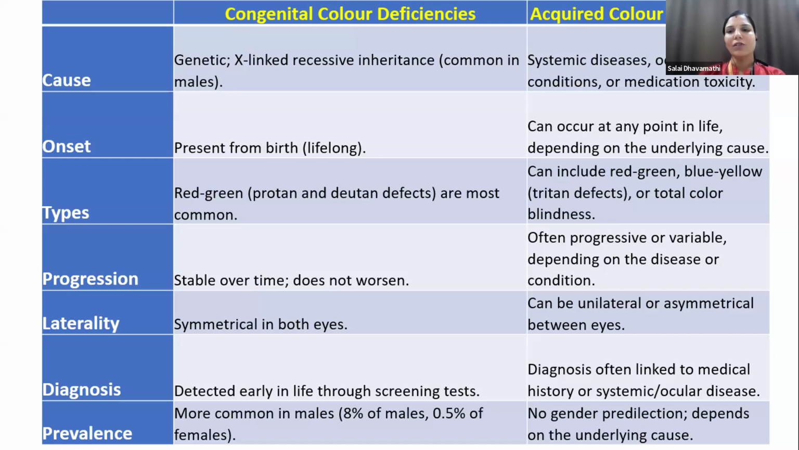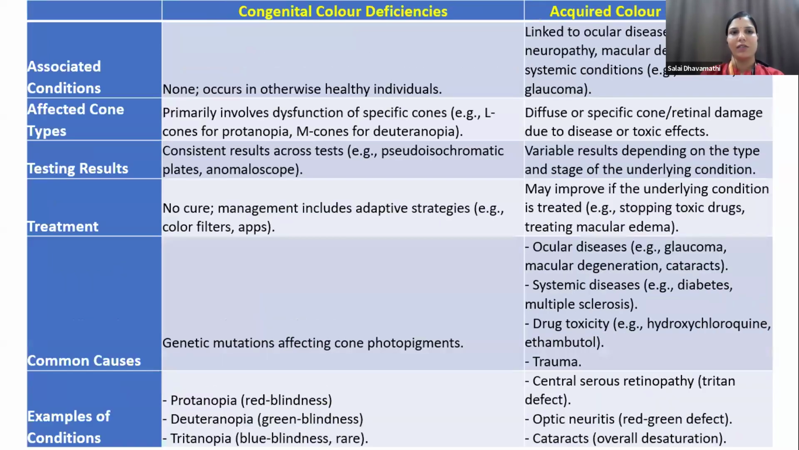These are detected through a screening test. The prevalence is more common in males for congenital deficiency, and for acquired deficiency there is no gender preference. It depends on the underlying cause, and any gender can be affected. One more thing is which cones are affected. Mostly L cones for protanopia and M cones for deuteranopia. But in acquired deficiency, it can be diffuse or specific cone retinal damage.